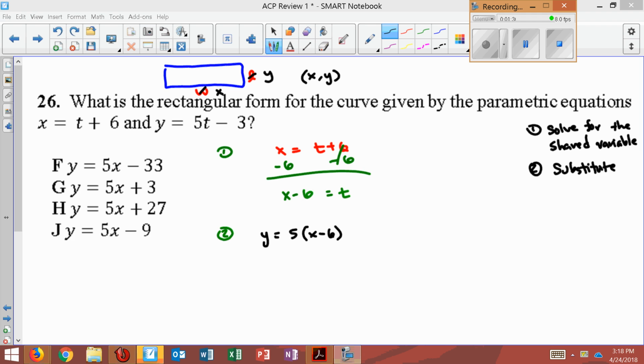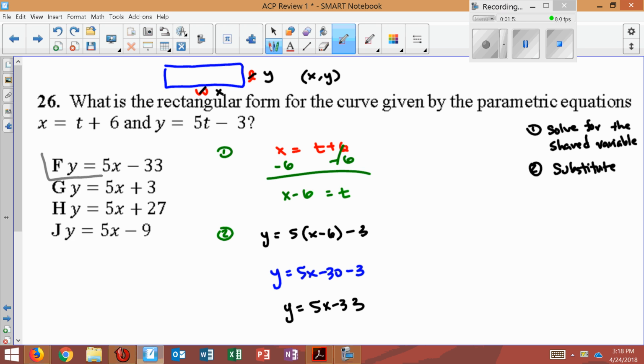So in this case, this would be my equation. I distribute through here, so I'd have y equals 5x minus 30 minus 3 more. When I combine my like terms, I get that y equals 5x minus 33. Looks like our answer is F on this problem.